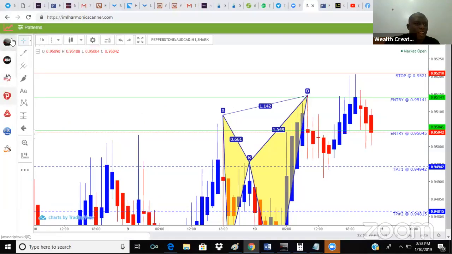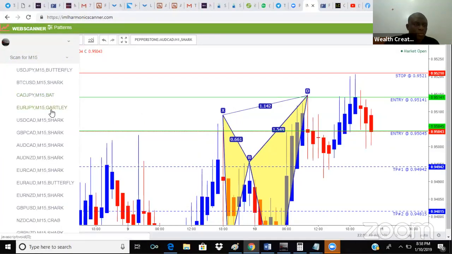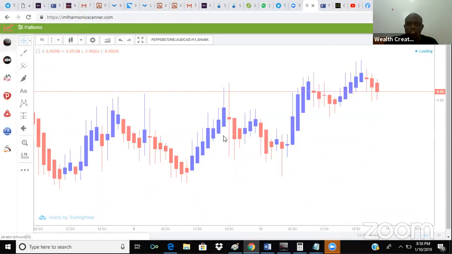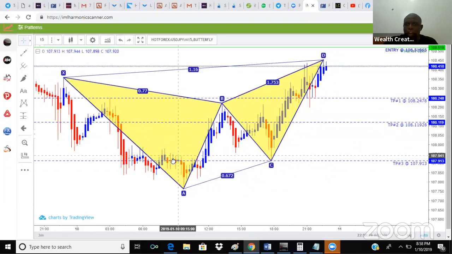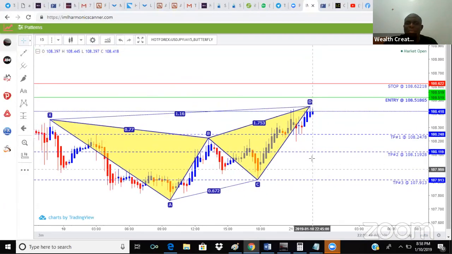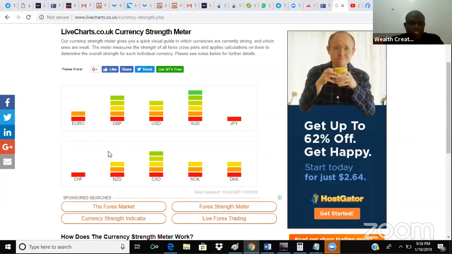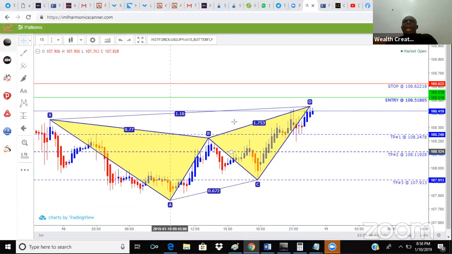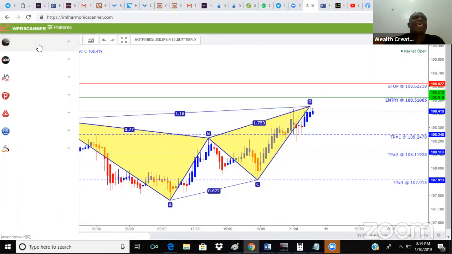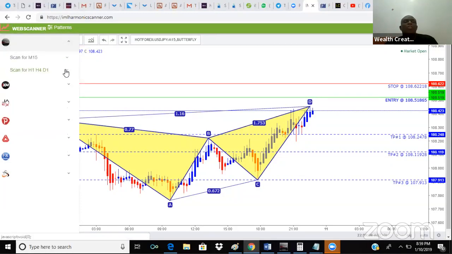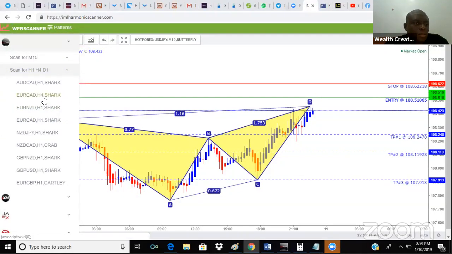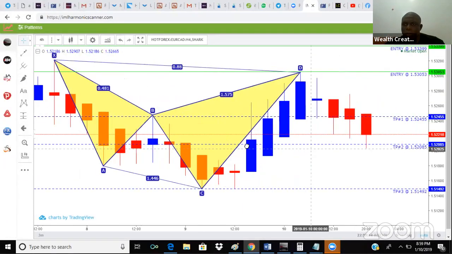Let's go to other pairs that are available on the scanner. USD. Look at this, guys. USDJPY has been buying. Why is it buying? Go to your strength meter. You see, USD is stronger. JPY is weak. All I need to do is to see that my technical corresponds with my sentiment, and it also corresponds with my technical. Look at this.